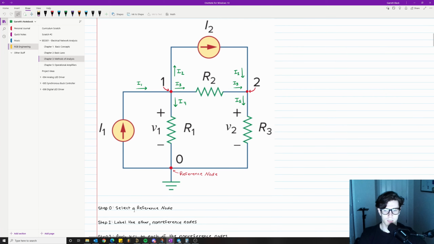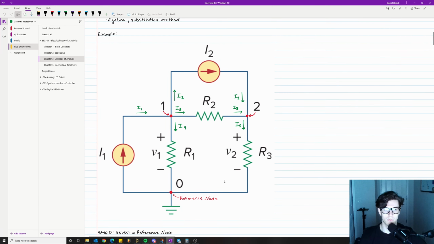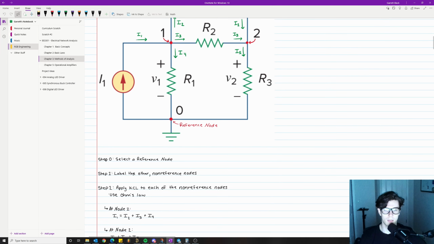So we have selected a reference node. Then step 1 says label the other non-reference nodes. The non-reference node, of course, is any node that's not a reference node. And so that is going to be this one right here, which is labeled 1, and then this one right here, which is labeled 2. Then step 2 is to apply Kirchhoff's current law to each of the non-reference nodes.